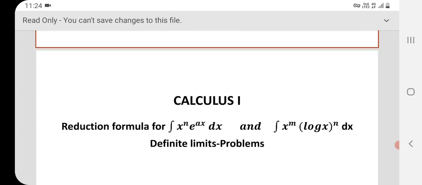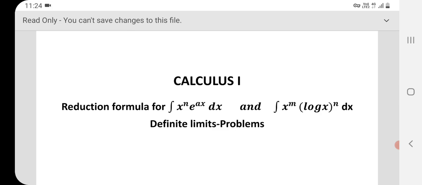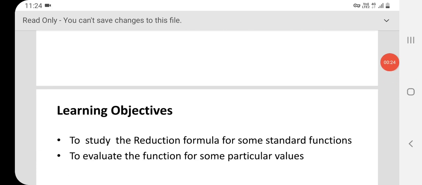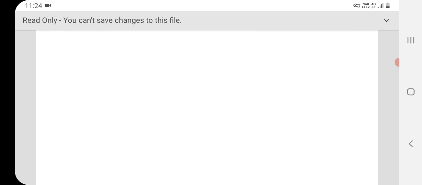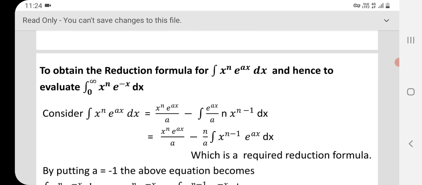My lecture is on the reduction formula for integration of x power n into e power x, and integration of x power m into (log x) power n with respect to x, along with definite limits and problems on it. Now let us directly go to find a reduction formula for integration of x power n into e power ax dx, and hence to evaluate integration from 0 to infinity of x power n into e power minus x with respect to x.